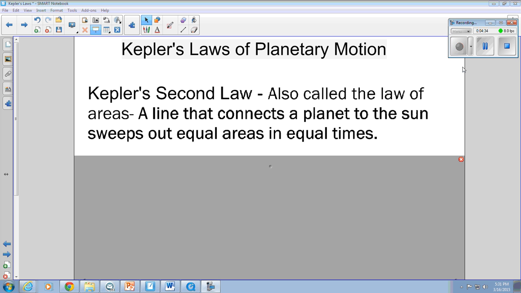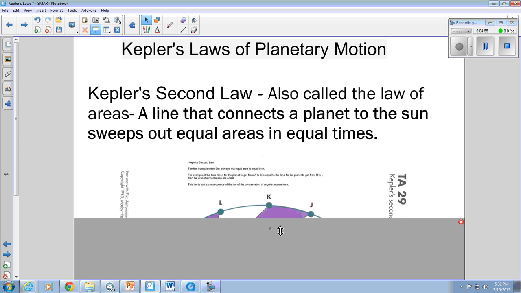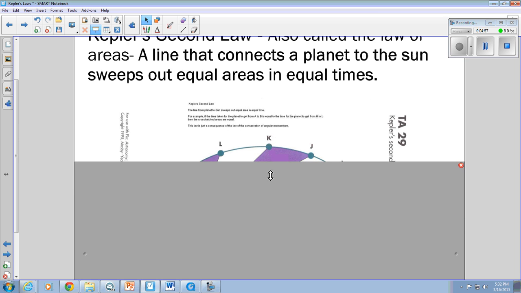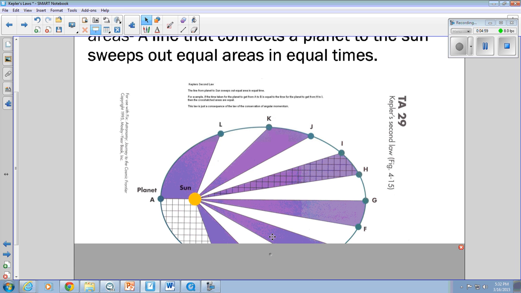Kepler's second law is called the law of areas, and what it says is that if you had a line that connected the planet to the sun, it would sweep out equal areas in equal times. And that's why they call it the law of areas. It's a little hard to visualize this without a picture, so I have a picture here for Kepler's second law.